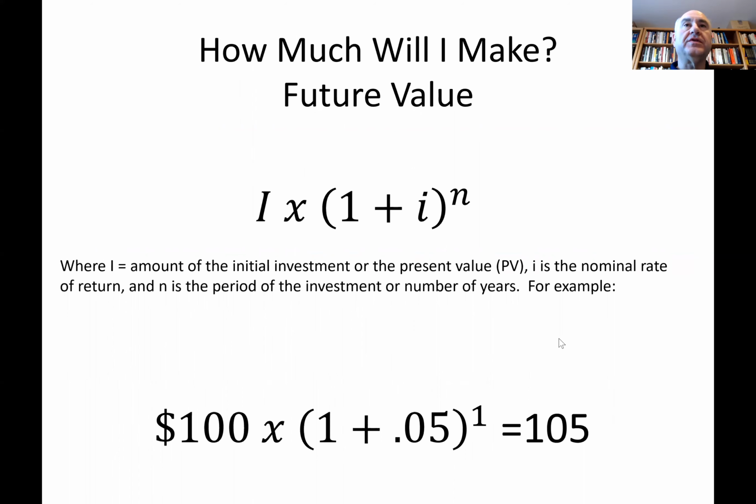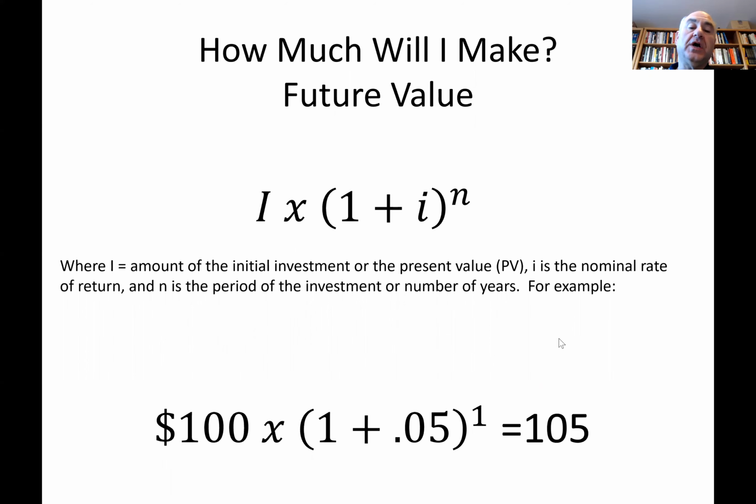So first, we'll start out with this idea of future value, and that's how much you're going to get in the future. If you invest now, what are you going to get in the future? And that's really a function of three things. And so that I there is the initial investment that you make, okay, whether it's $100 or $1,000. And then the I there, the little i, that's the nominal interest rate. And so that's your rate of return in this equation. And then that N is the number of periods or number of years that you're holding this for.